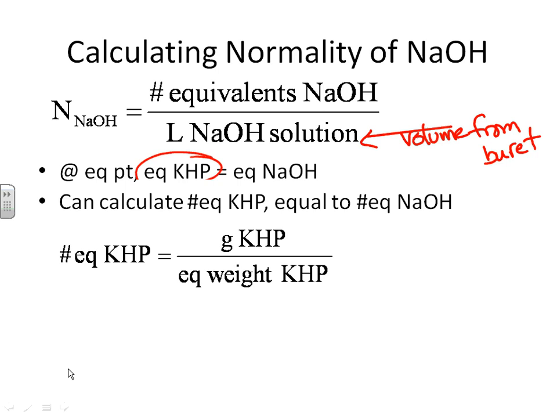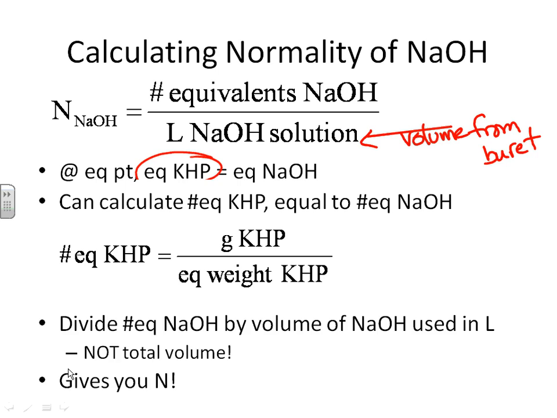The number of equivalents of KHP, think of it as being similar to moles. Grams of KHP divided by the equivalent weight of the KHP. Just like we would calculate moles by doing mass divided by molecular weight, right? Mass over molecular weight is going to give us moles. Similarly, number of equivalents is going to be equal to mass divided by equivalent weight.